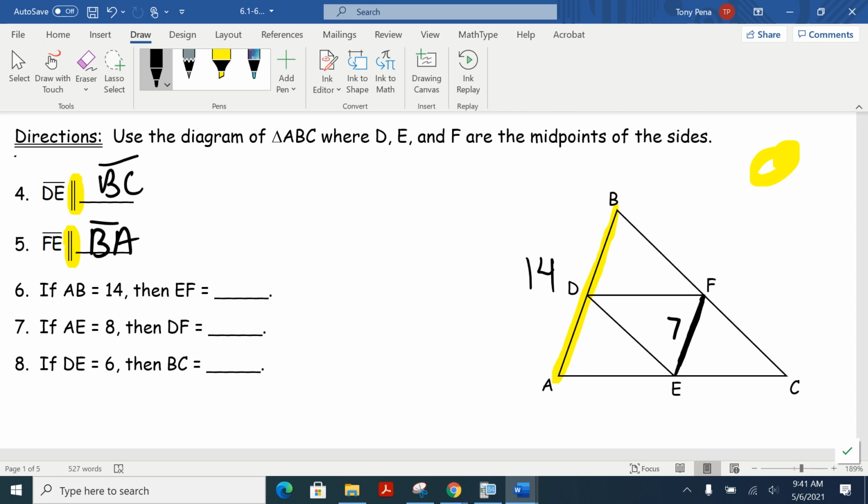All right. So it's one of the things, if we have this triangle, that segment that connects our midpoints is always 1/2 the side that it's parallel to. So since these are parallel to each other, this has to be 1/2 of that parallel side. So EF must be 7.